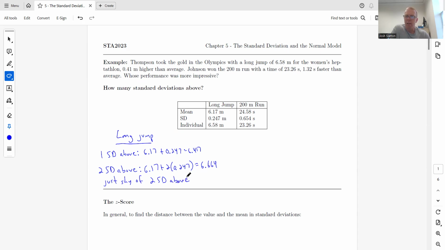All right, now let's look at the 200-meter run. We'll do the same thing, but now we're going to subtract because the individual time is below the mean. So let's go 1 standard deviation below the mean: 24.58 minus 0.654, and that is 23.926. And then we're not quite there yet. Let's do it again.